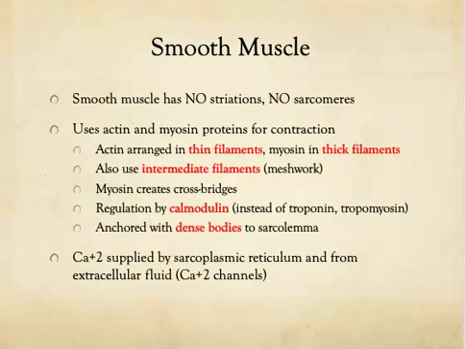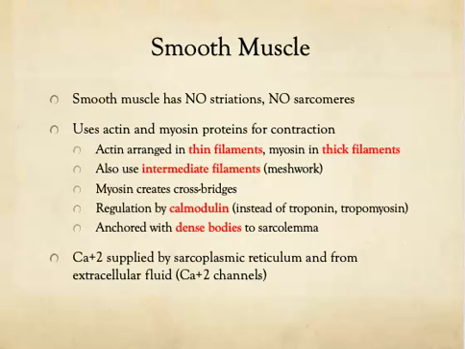So smooth muscle has no striations, no sarcomeres. But interestingly enough, it still uses actin and myosin for contraction. It still uses thin and thick filaments. They are just not organized into sarcomeres. The other thing to know is that smooth muscle uses intermediate filaments as well. And I'll show you a picture of this in just a minute.